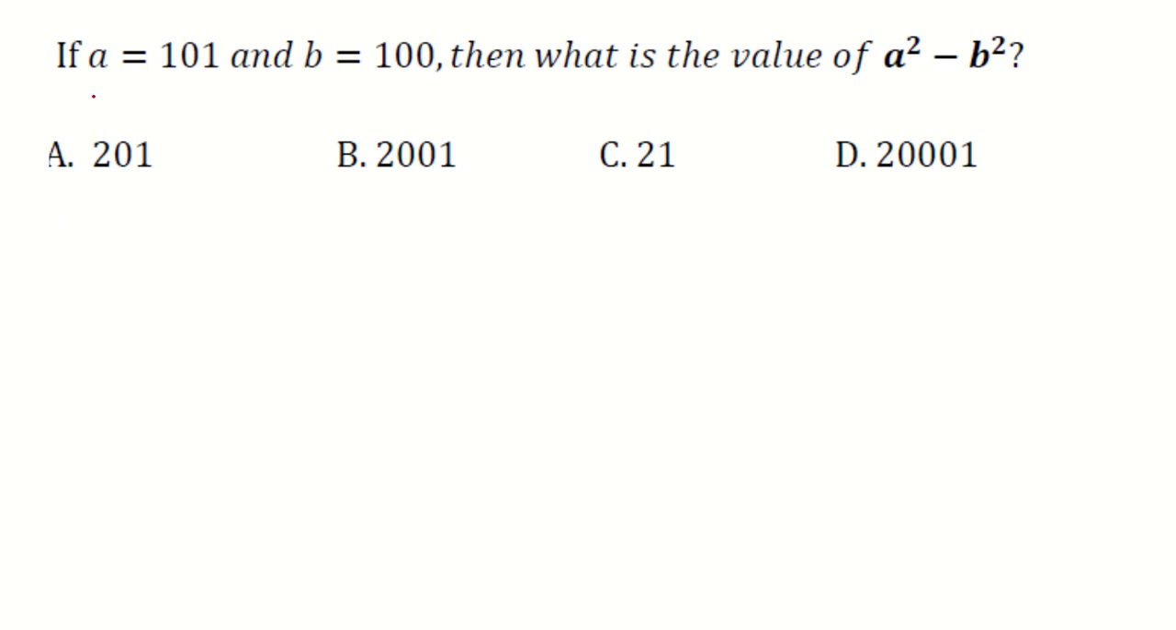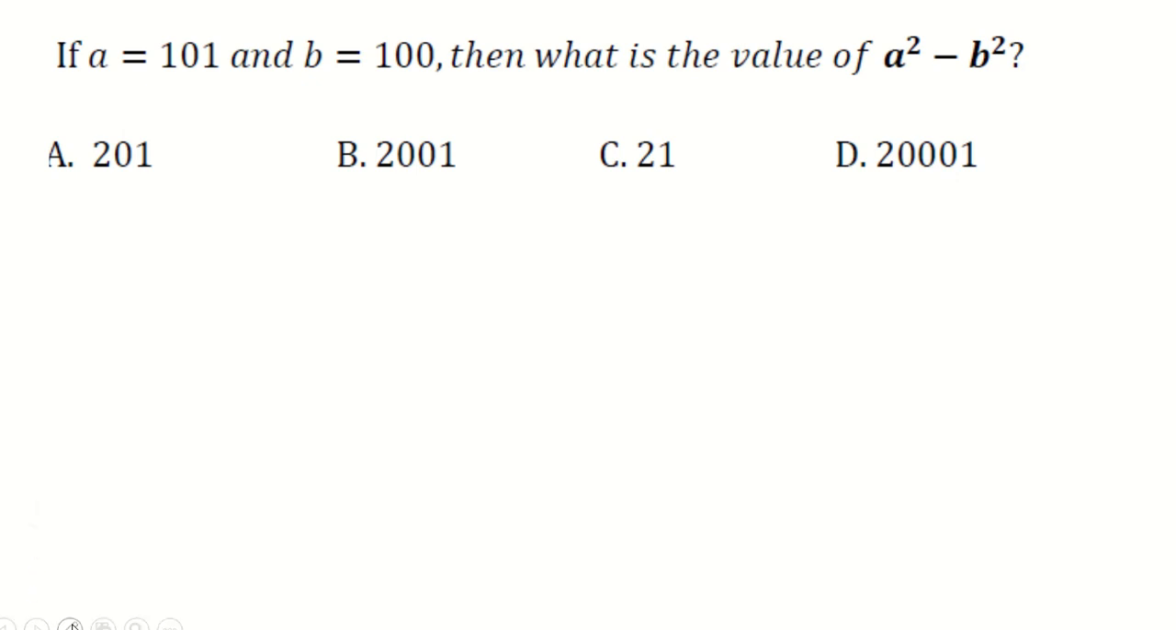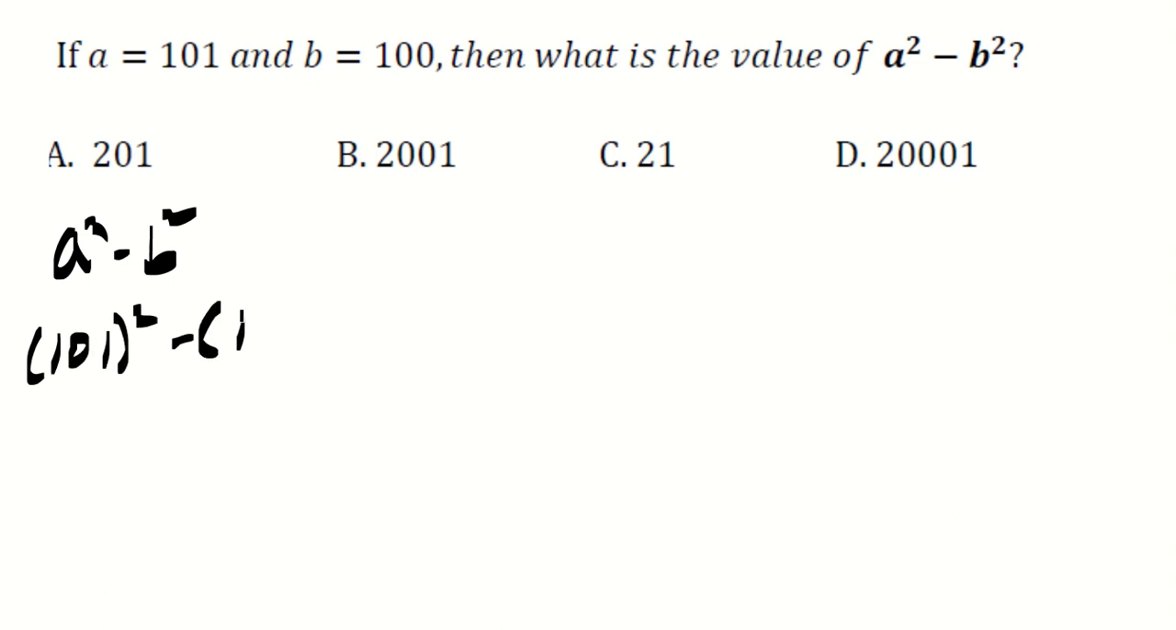For today, the first question says: if a is equal to 101 and b is equal to 100, then what is the value of a square minus b square? So a square minus b square, in place of a if you substitute 101 and square, minus in place of b if you substitute 100 and square it, it's time taking. If you try to square 101 and 100 separately and take the difference, it's time taking. But instead we need to think here.